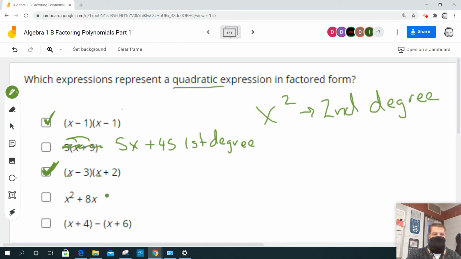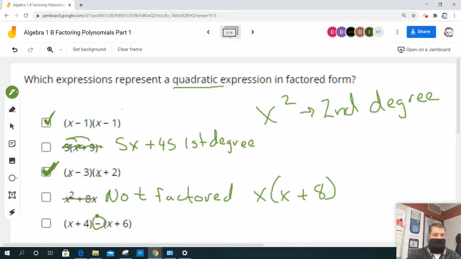This one is not factored. It's quadratic for sure, but the factored form would be x times x plus 8. So that one doesn't work.